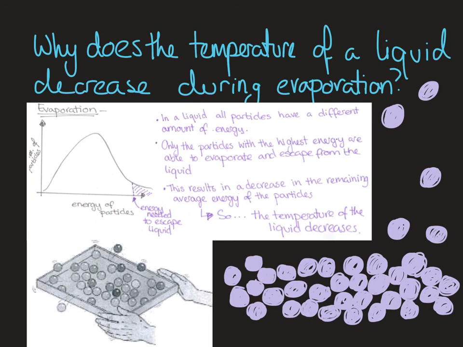So this is a little bit like the analogy. If the particles with the highest energy leave, what happens to the average energy of the remaining particles? And the answer is it's going to go down. And guess what? The average energy of the particles is a measure of temperature. So if the particles with the highest energy leave and the average energy of the particles in the liquid then goes down, the temperature of the liquid is going to go down.